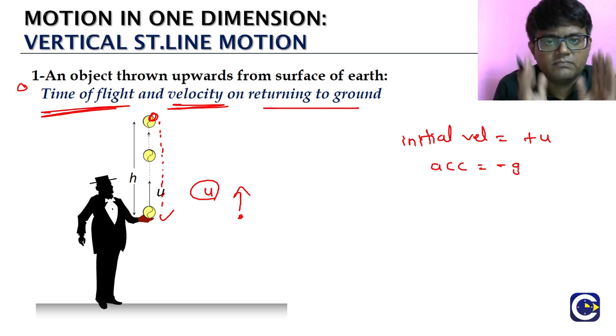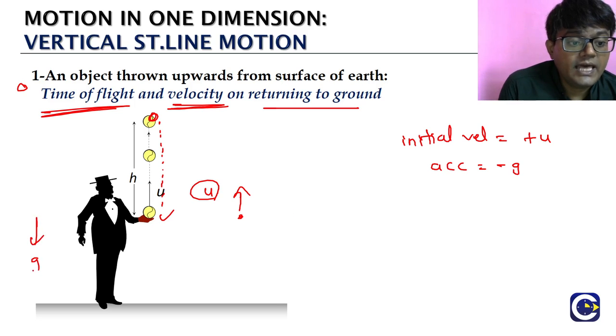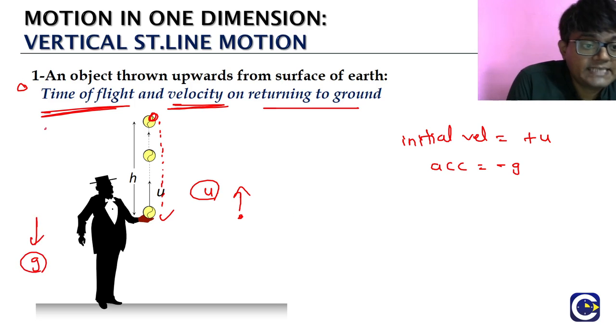Minus g. We can blindly just write it down. Okay, so acceleration is what? Minus g. Why? Because acceleration will be g downwards. What is our sign convention? Up means positive, down means negative.